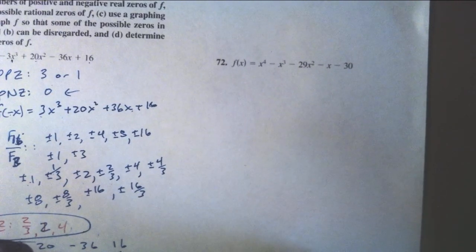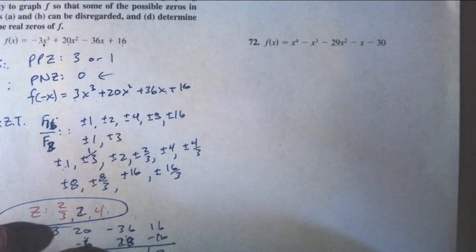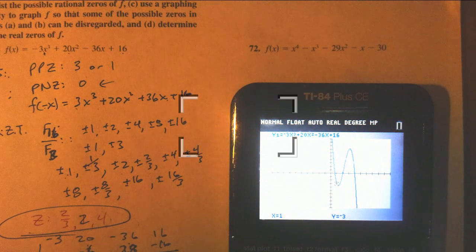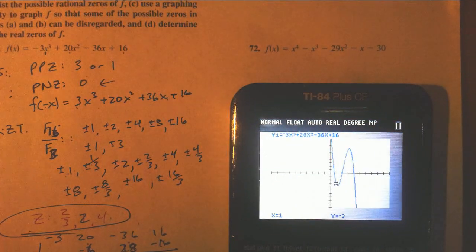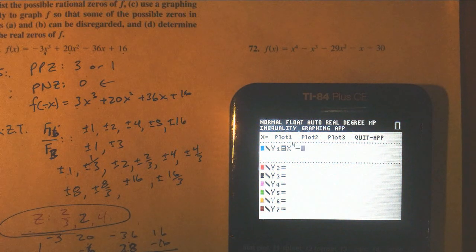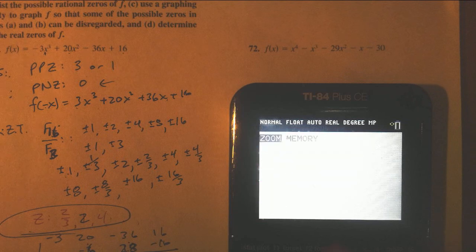Okay, so here's how I'm going to have you handle these types of problems. We're just immediately going to go to our graphing calculator. And I'm going to enter my function here. Y equals, clear. We're going to go x to the 4th minus x cubed minus 29x squared minus x minus 30. Everything right there. I'm going to go zoom standard.